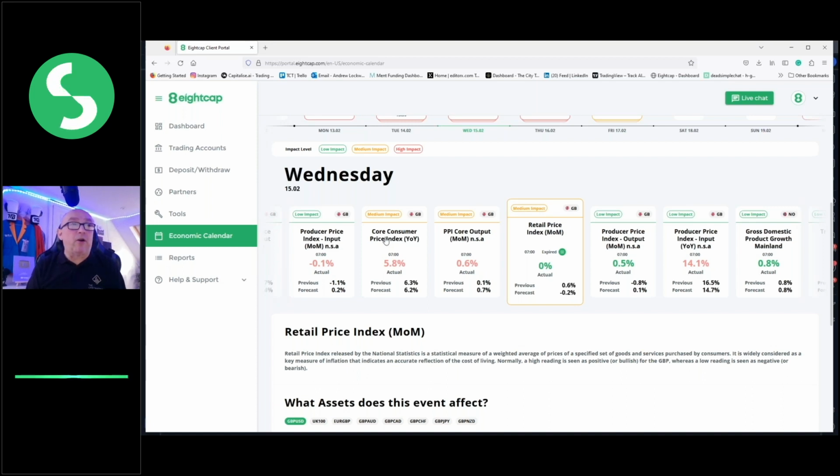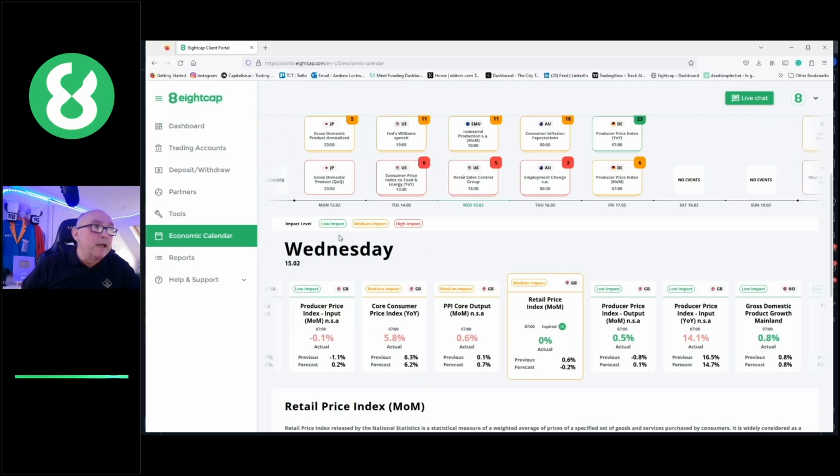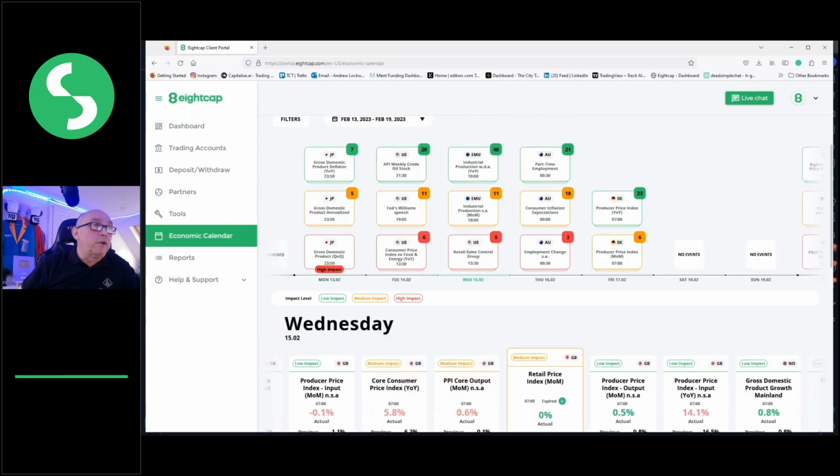Okay, so this is the economic calendar. You can see here I've selected it to Wednesday, which is obviously today. You can of course change the days.